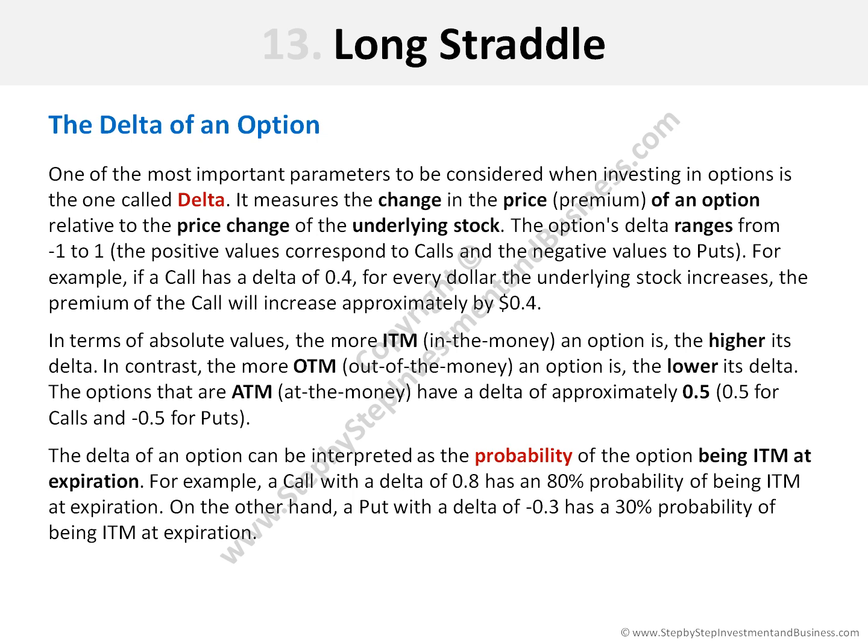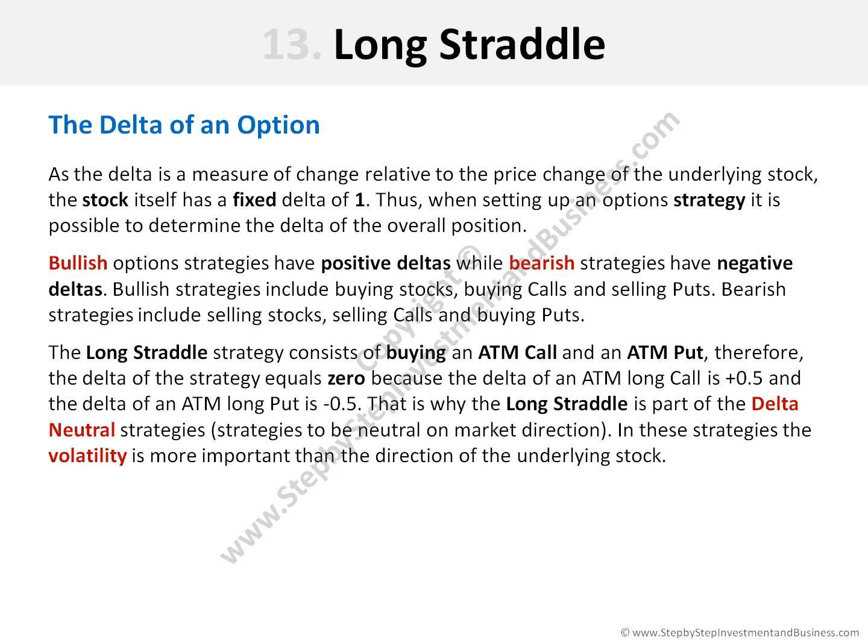And, this is very important, the delta of an option can be interpreted as the probability of the option being in the money at expiration. For example, a call with a delta of 0.8 has an 80% probability of being in the money at expiration. On the other hand, a put with a delta of minus 0.3 has a 30% probability of being in the money at expiration. As the delta is a measure of change relative to the price change of the underlying stock, the stock itself has a fixed delta of 1.